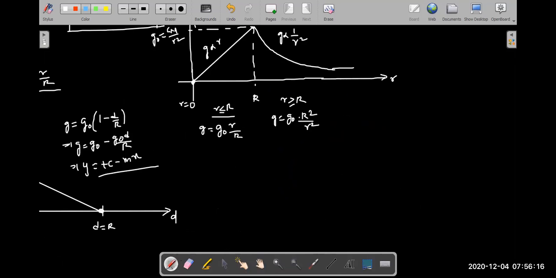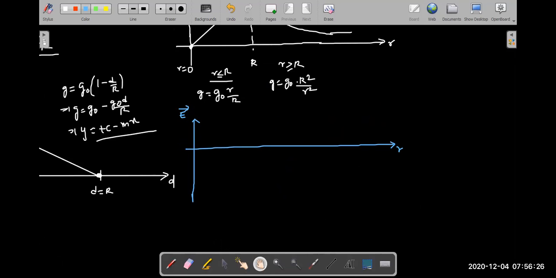Similarly, if you wanted to plot this overall E as a function of R, then that would have been very weird. Don't you feel that this negative sign is irritating? So that's why we consider only the magnitudes when plotting graphs. Yes, correct. So till here it will be a straight line. After that, it will be varying.